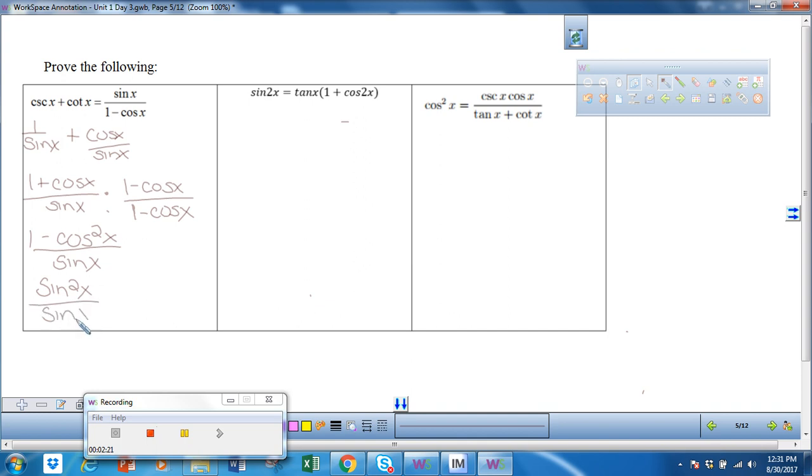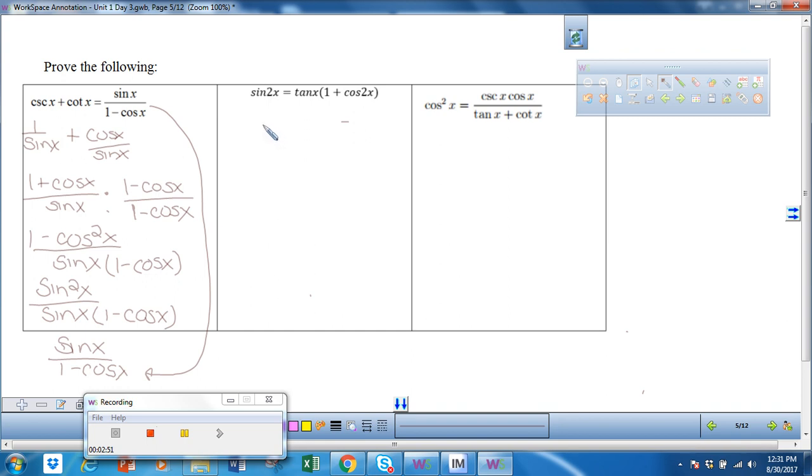And simplifying this, I simply get, what did I do wrong? Oh, I didn't write that out completely. This should be 1 minus cosine x. Wait, what did I do wrong? Okay. So that gives me sine squared x over sine x, 1 minus cosine x. And this sine cancels with this sine, and I'm left with sine x over 1 minus cosine x. And that is what I started with. So I have proven the two are equal.